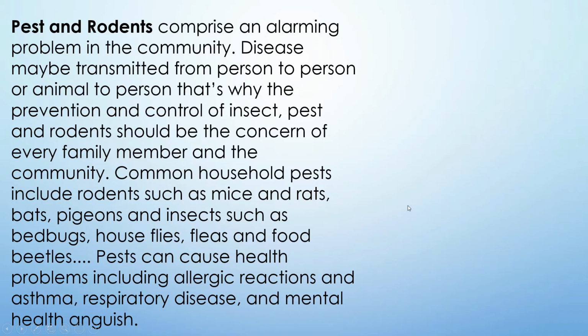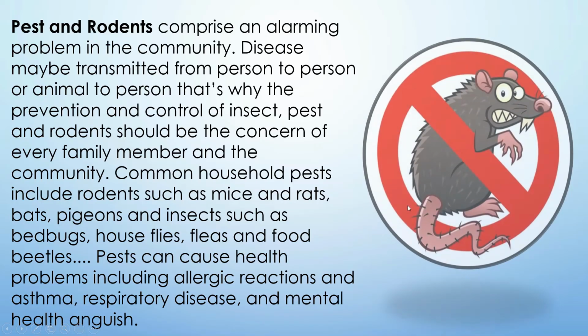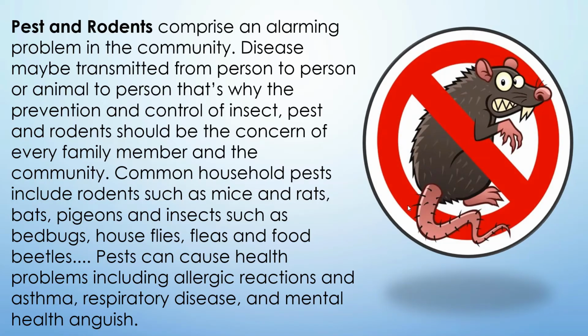So we are now here to the pests and rodents, which comprise an alarming problem in the community. Disease may be transmitted from person to person or animal to person. That's why the prevention and control of insects, pests, and rodents should be the concern of every family member and the community.